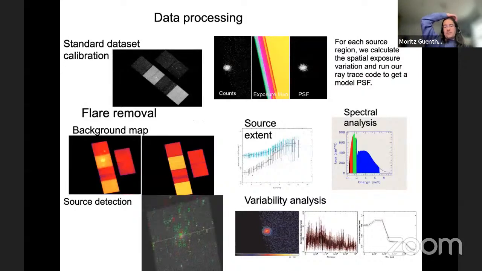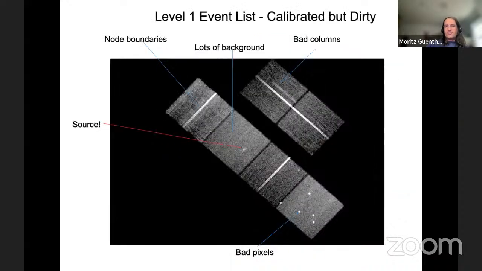Okay, this is a summary of the steps we do. I'll just show you that as an overview of colorful images, and we'll go through the individual steps. So this is what you get directly from the telescope. It's called a level 1 event list. Some stuff has already been done to it, but there's clearly dirty stuff that happens on here.